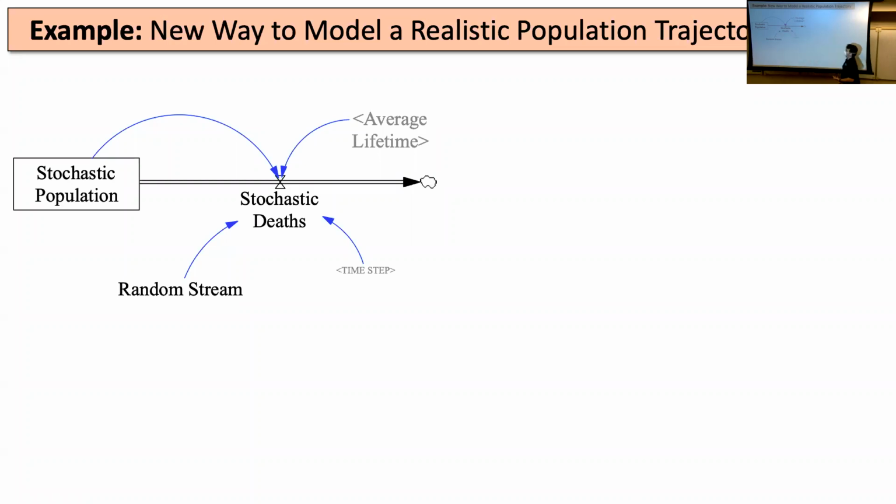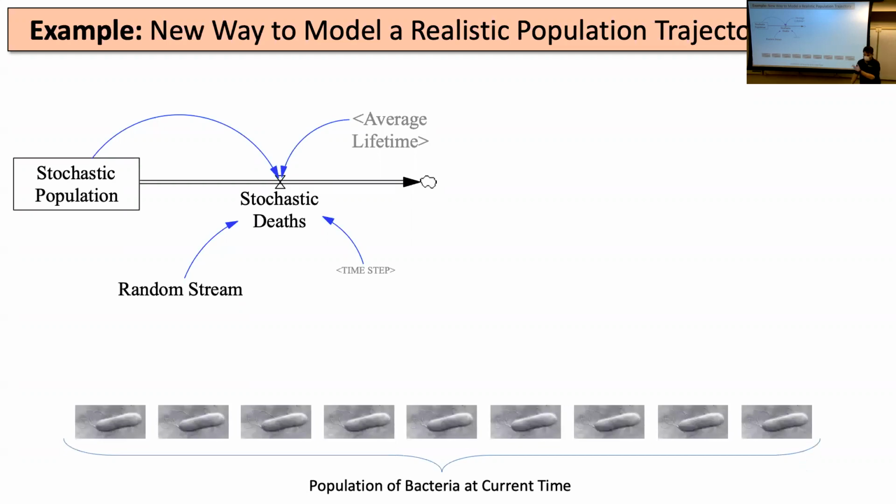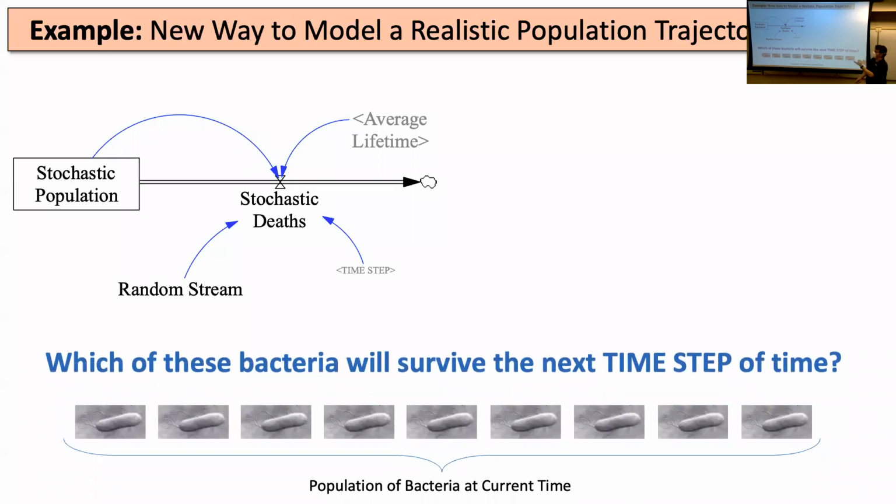Now, what we're trying to do here is, rather than thinking about the average number of bacteria, we actually think about the actual number of bacteria in a run. And so we could say at the current time, there are 10 bacteria. And so the question is, as I move to the next DT time step, how many bacteria die? That's the question there. Which of these bacteria will survive as I move to the next time step?